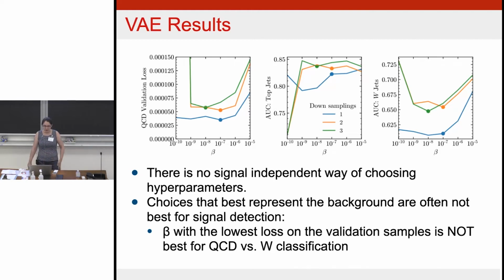Yeah, but what this all brings us to is that there is no signal independent way of choosing these hyperparameters, which is kind of a problem with outlier detection and makes training a lot of these networks extremely challenging.